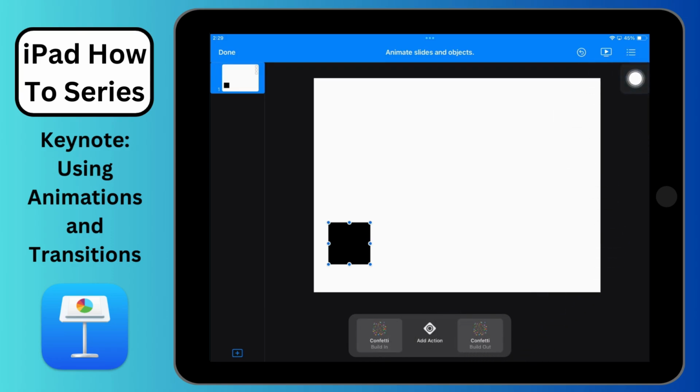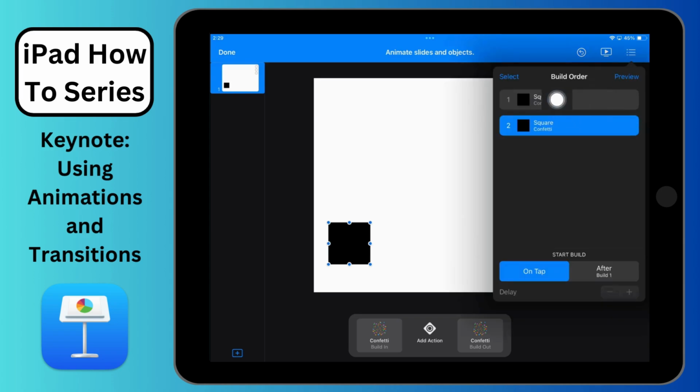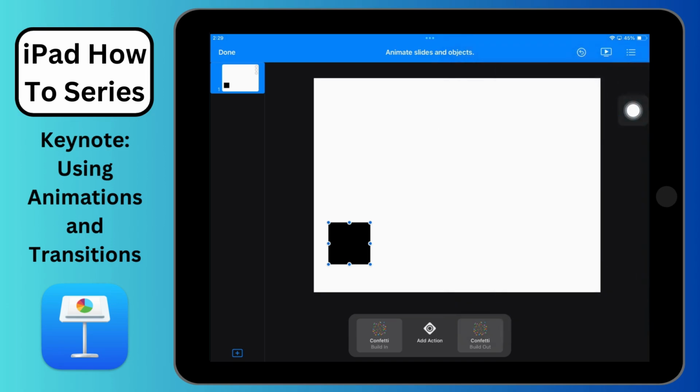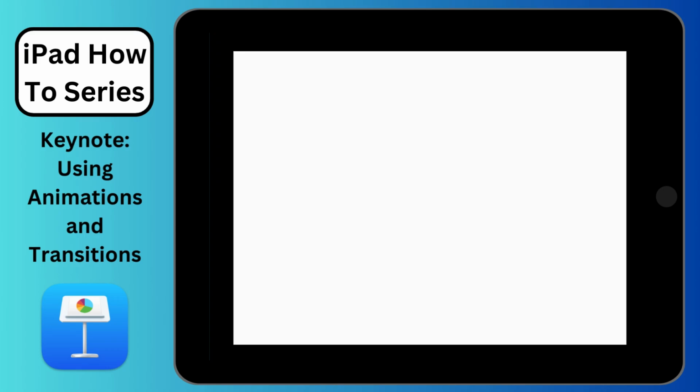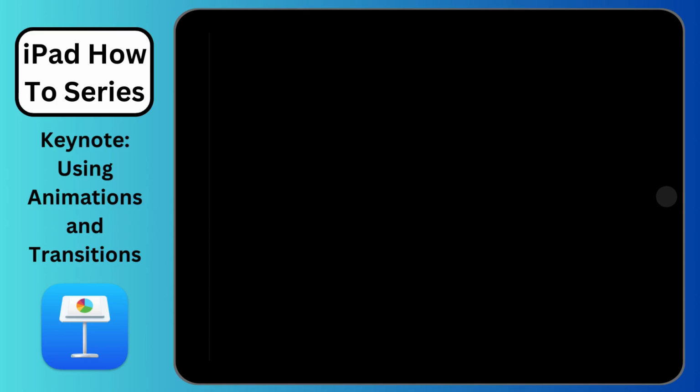If I were to tap on this icon here, you'll see that this shows me my preview of the order of my build, and I can also preview it here, or I can tap here and hit preview. So here's my screen. If I were to tap, it's going to confetti in. If I tap again, it will confetti out. So you can kind of play around with what those are and explore.